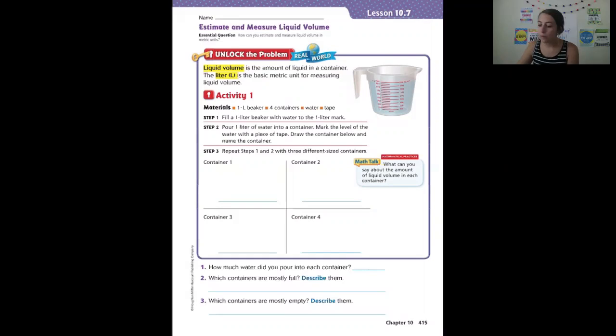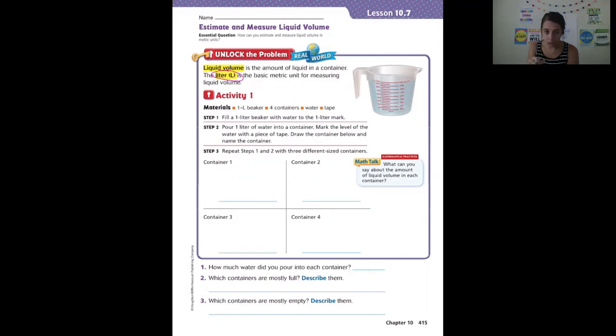So today we will be learning all about volume. Let's look at volume. Volume is the amount of liquid in a container. When you hear the word volume, think about the amount of liquid inside the container. This word is going to be a key word today for our lesson: liter. A liter is the basic metric unit for when we measure volume.